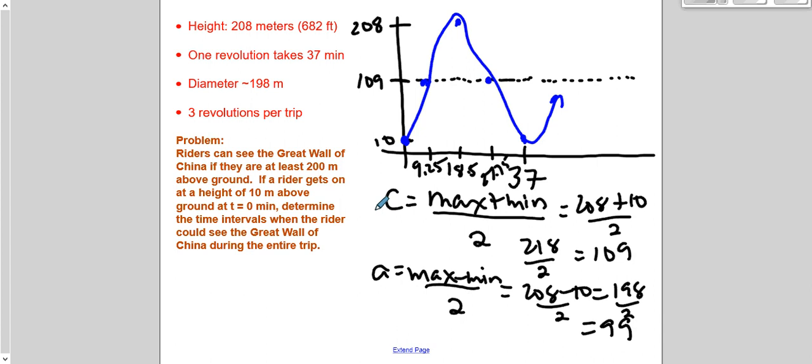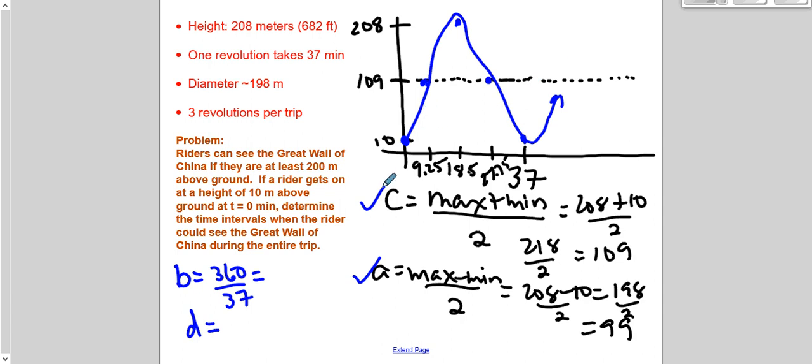So I have my C value, I figured that out. I have my A value, I figured that out. Next, I need my B value. My B value is going to be 360 divided by 37. That gives me a decimal, so I'm just going to leave it as a fraction so I can have the exactness of it. And then next is D. D is my phase shift. So I have to figure out what kind of equation I want to write.